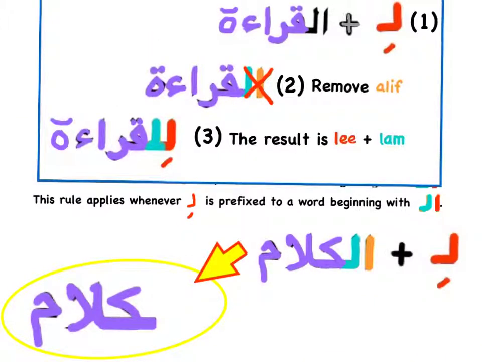So one more time, this rule applies whenever ل is prefixed to a word beginning with ألف لام. So another example, you have the particle ل plus الكلام, we get rid of the ألف, and all we are left with is للكلام. Easy.